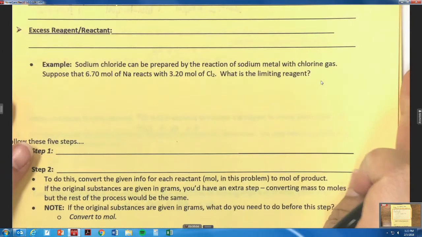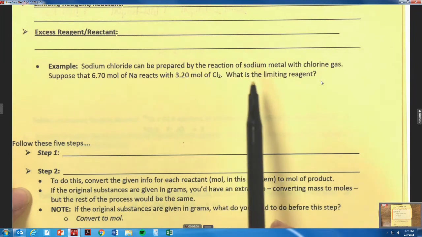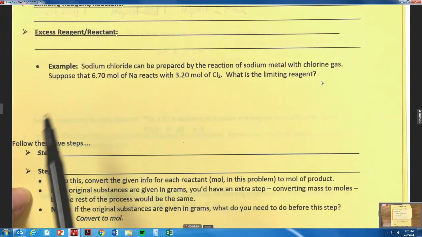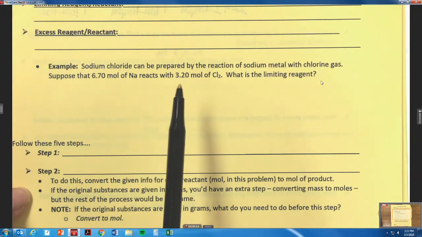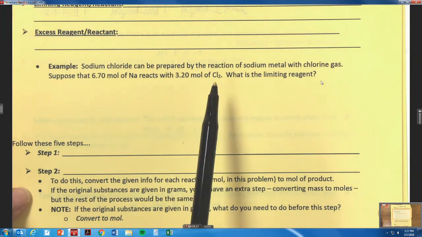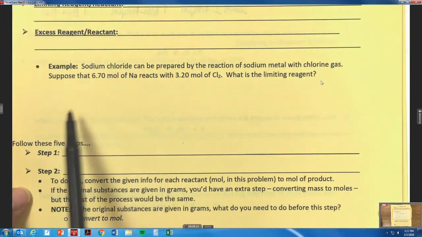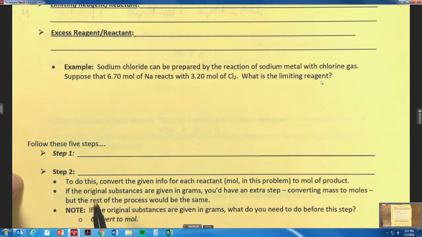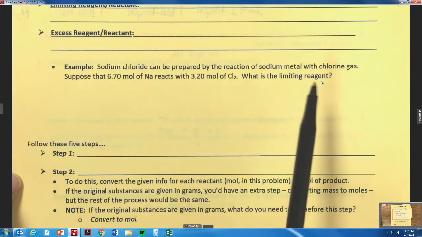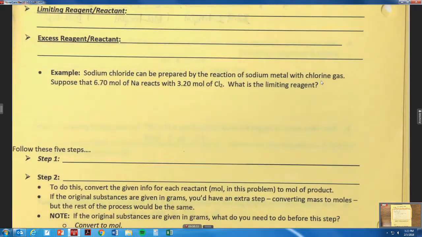So if we take a look at our example, sodium chloride can be prepared by the reaction of sodium metal with chlorine gas. Suppose that 6.70 moles of sodium reacts with 3.2 moles of chlorine. What is your limiting reagent? Before we answer this question, you need to know what the steps are for solving a limiting reagent question. So, step 1.